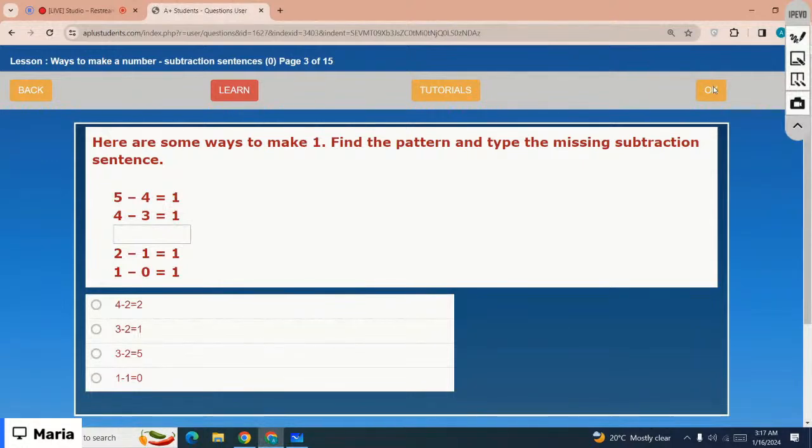Okay, the next one is: here are some ways to make 1. Find the pattern and type the missing subtraction sentences. So which is the correct option?